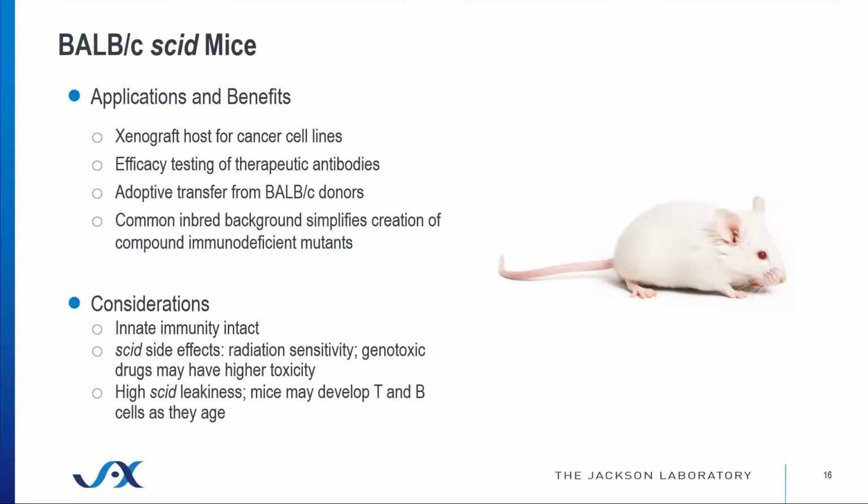The scid mutation makes BALB/c mice more sensitive to radiation and show a higher potential toxicity to genotoxic drugs. BALB/c mice have a high scid leakiness, meaning that the mice may develop mature T and B cells as they age.